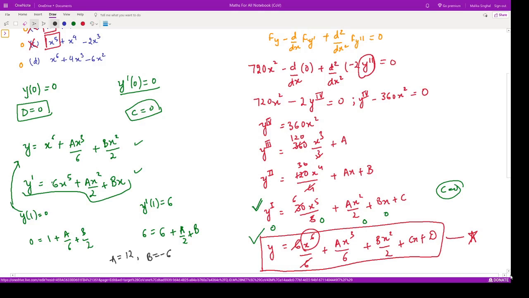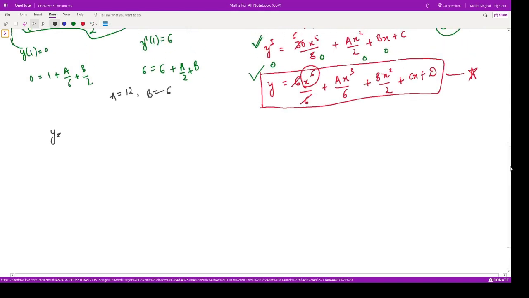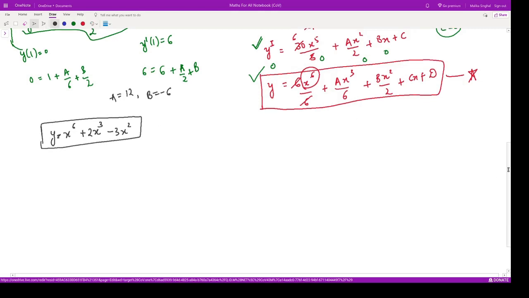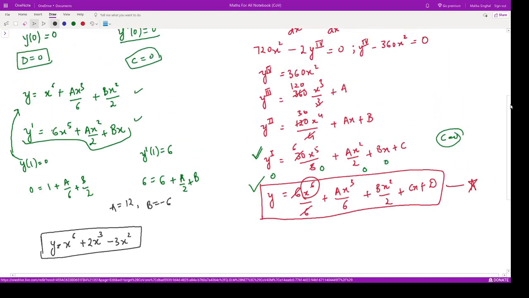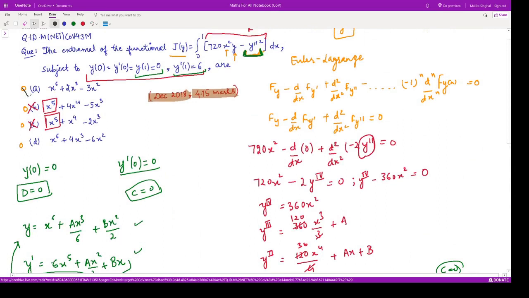Therefore my y would become, let us put these values in this, x⁶, a is 12, so I have 2x³, b is minus 6, so I have minus 3x², c is 0 and d is 0. So y is x⁶ plus 2x³ minus 3x². Let's match which of the given options is correct. So A is the correct option.